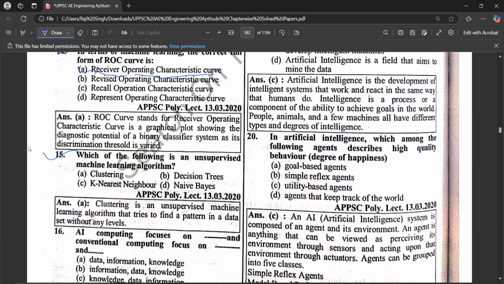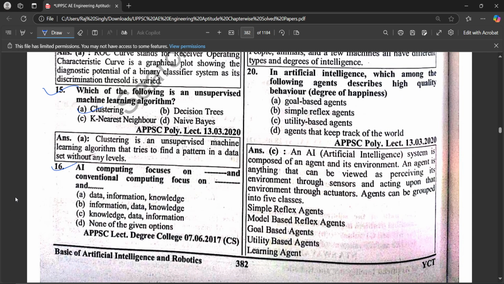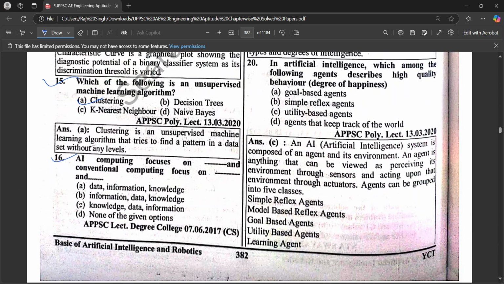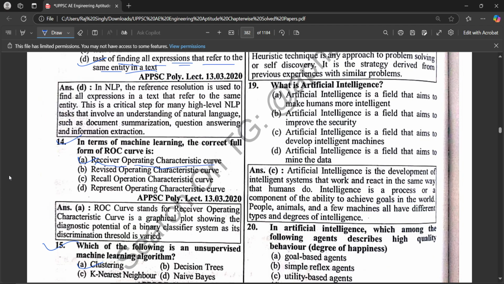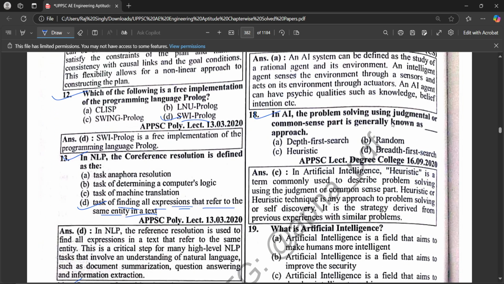Which of the following is an unsupervised machine learning algorithm? Clustering. AI computing focuses on dash and conventional computing focuses on dash and dash. The correct answer is C, which is AI computing focuses on information and conventional computing focuses on data and knowledge. Next question is, the intelligent agent sees through and takes action through the sensors and actuators. In AI, the problem solving using judgmental or common sense part is generally known as dash approach, which is a heuristic approach.